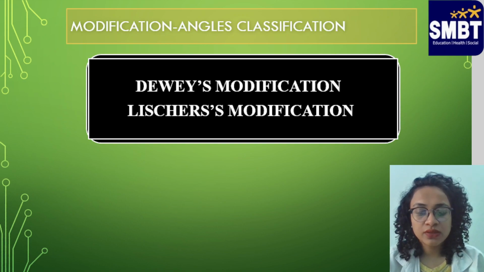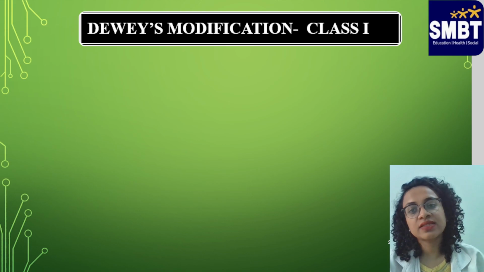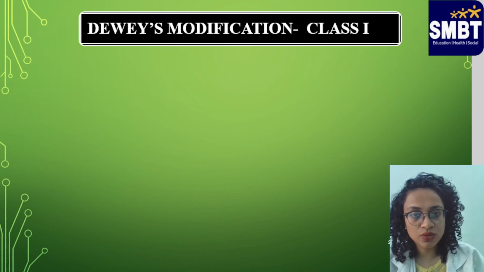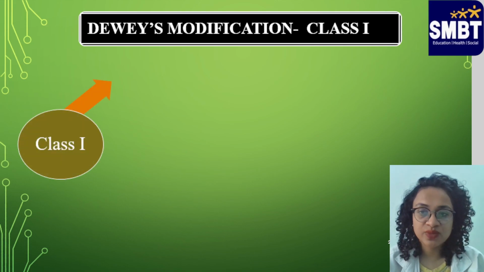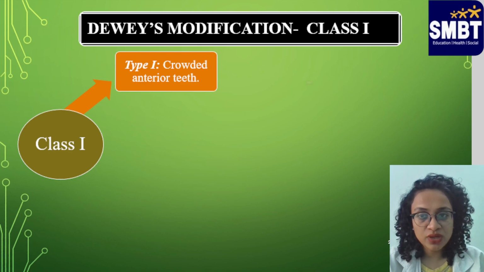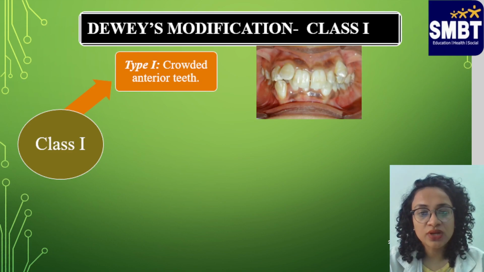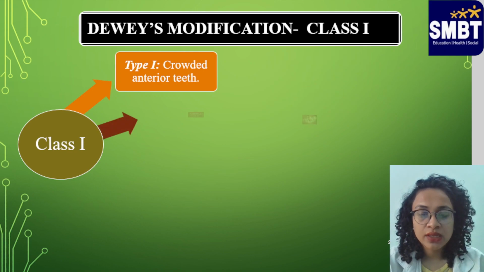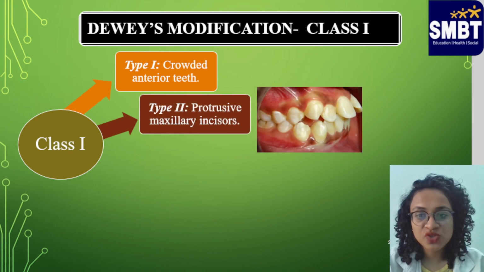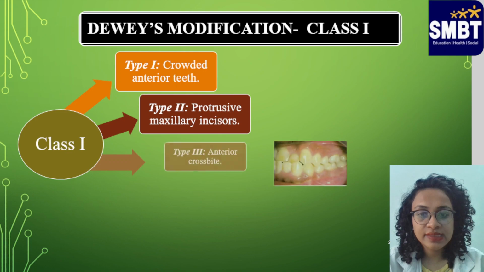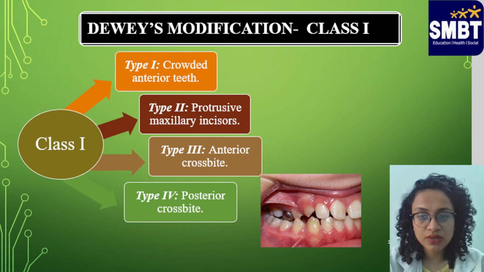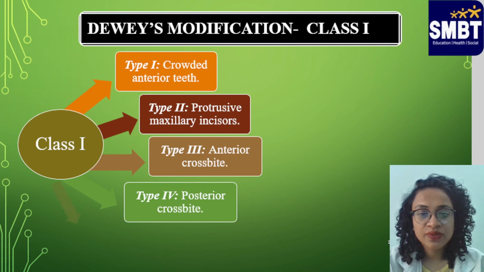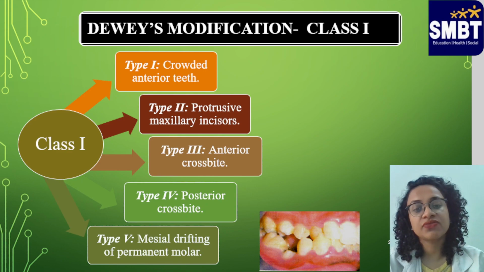So Dewey was the person who thought that let us classify Engel's class 1 and class 3 malocclusion. The key here to know is Engel's class 2 malocclusion does not have a Dewey modification. So let us move on to the Dewey modification of Engel's class 1. The first modification, type 1, is when there is crowded anterior teeth. The next is type 2, where there are protrusive maxillary incisors. The next is type 3, where there is an anterior crossbite. Next is type 4, when there is a posterior crossbite. You can appreciate in the diagrams. And type 5 is when there is mesial drifting of the permanent molar.